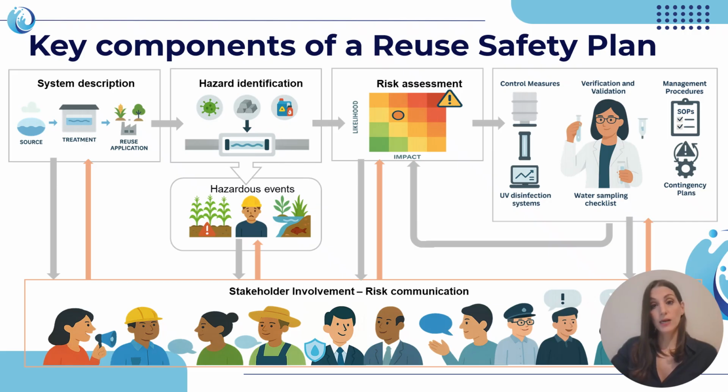Finally, a critical component is stakeholder involvement and risk communication. Farmers, industries, regulators, and even the public all play a role. Their feedback is essential, not only in reporting possible risks and how they are perceived, but also in refining the assessment of likelihoods and impacts throughout the safety plan.